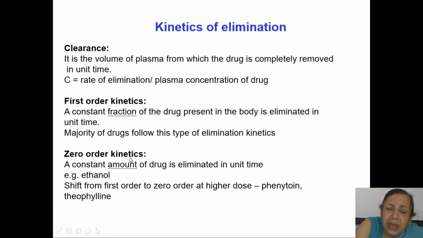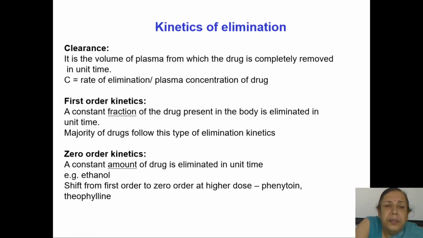And for some drugs, it is seen that there is a shift from first order kinetics to zero order kinetics at higher doses, because the body cannot handle the drug in terms of its fraction being handled. Then it becomes a constant amount which can be handled, and there is a shift in the kinetics.